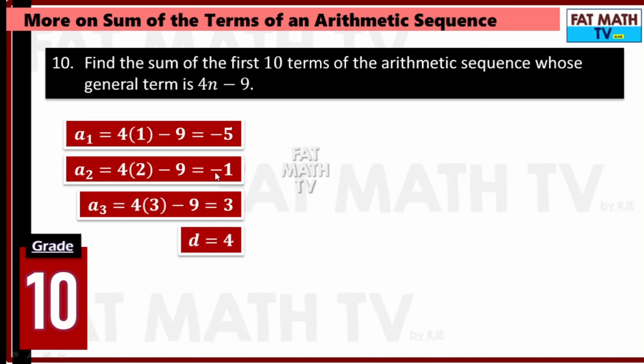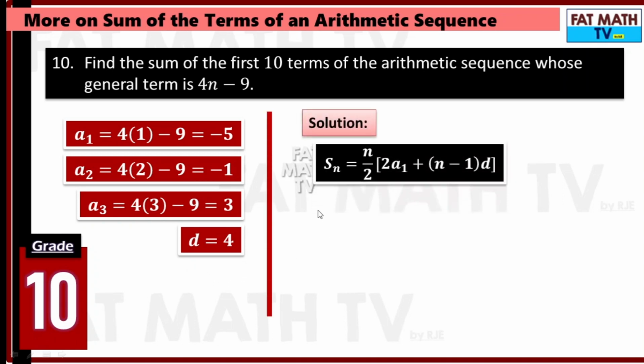So therefore, as you can see here, the common difference is 4. Negative 1 minus negative 5, that's positive 4. Or 3 minus negative 1 is also positive 4. So d is 4 because we need d for the sum of the first n terms. So S sub n is n over 2 times 2a sub 1 plus n minus 1 times d. Our n here is 10 since the sum of the first 10 terms.